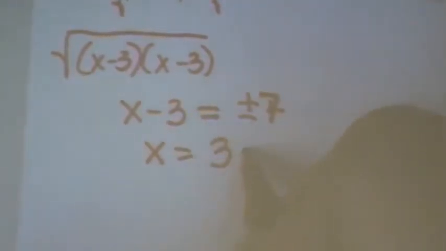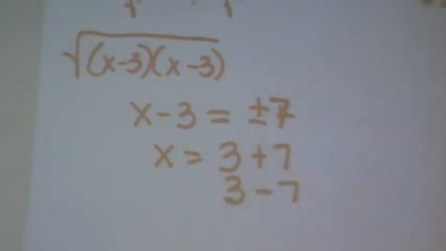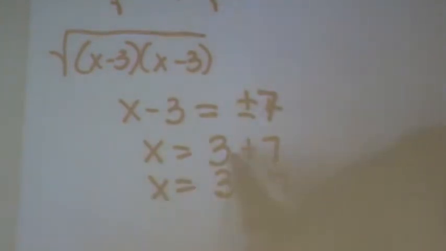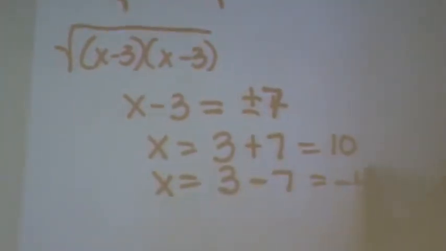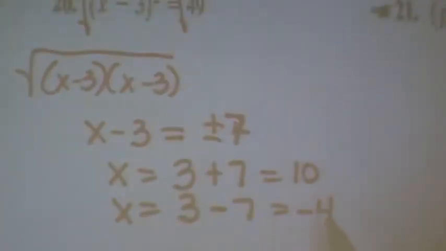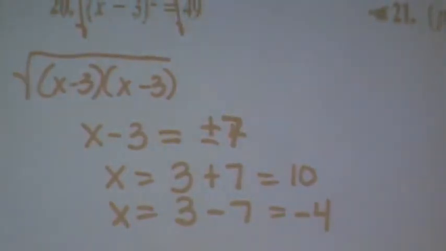And now what do you do with negative 3? You're going to add 3 to this side. You're going to write 3 plus 7 and 3 minus 7, because it was plus or minus 7. Well, what is 3 plus 7? 10. And what's 3 minus 7? These are your two answers. Now, if you don't believe me, check. If you put a 10 here, what's 10 minus 3? 7. 7 squared is 49. And negative 4 minus 3 is negative 7. Negative 7 squared is also 49.